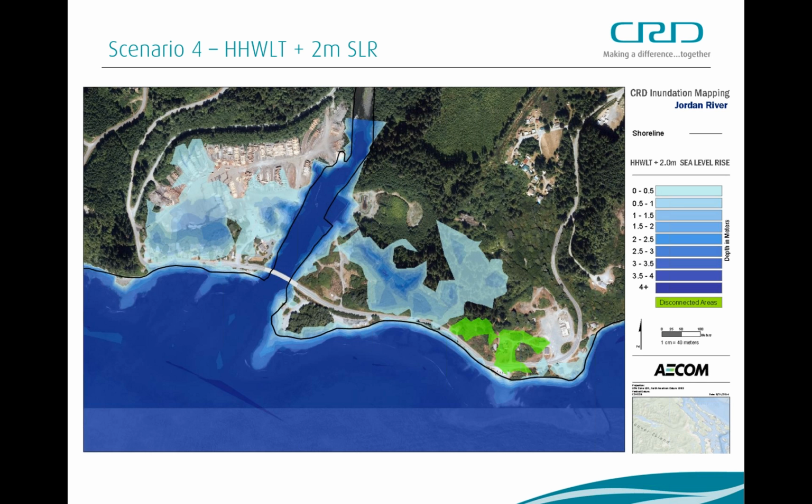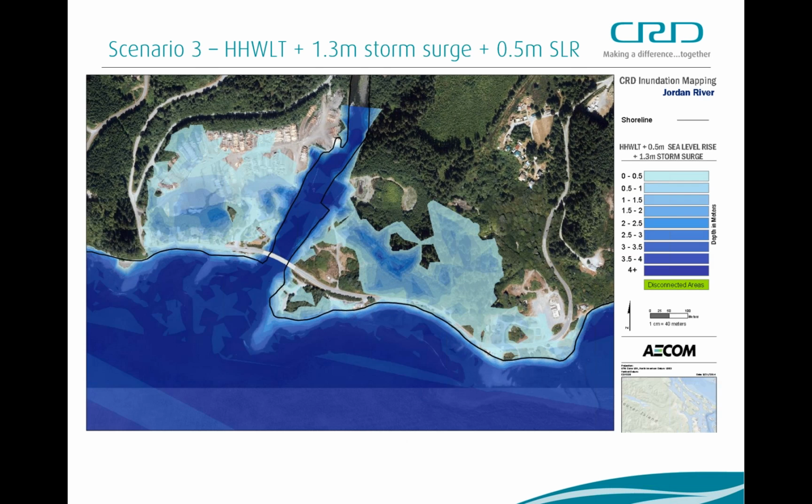So this is the average high tide basically in a 2050 scenario. And as you can see, with the light blue along the inlet there's a little bit of inundation. The green is showing disconnected areas, so further analysis would need to be done to confirm that, but it's basically just showing the lowland areas.